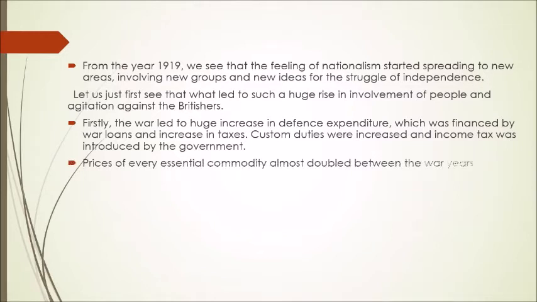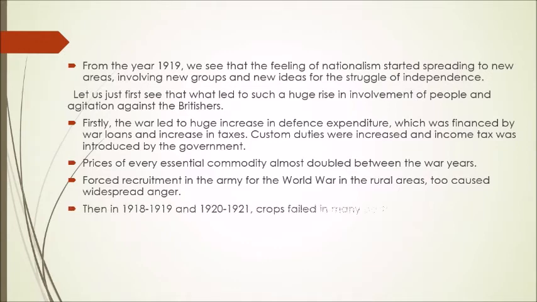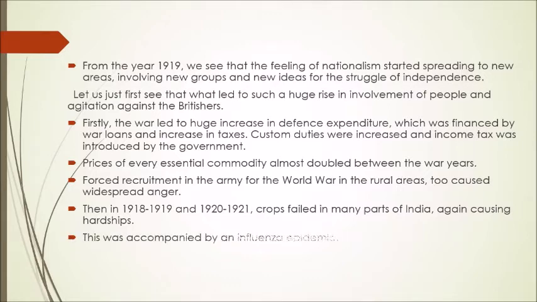Then price of each and every commodity almost doubled between the war years. Forced recruitment in the army for First World War in the rural areas caused widespread anger. Then in 1918 to 1919 and again in 1920-21, crops failed in many parts of India, again causing hardships for the common people. This was also accompanied by the influenza epidemic, as a result of which 12 to 13 million people died due to famine and epidemic.